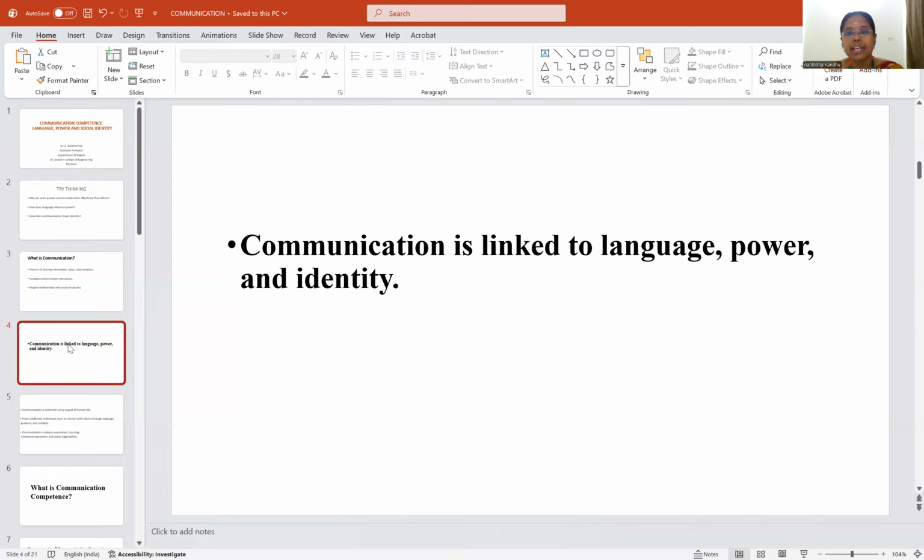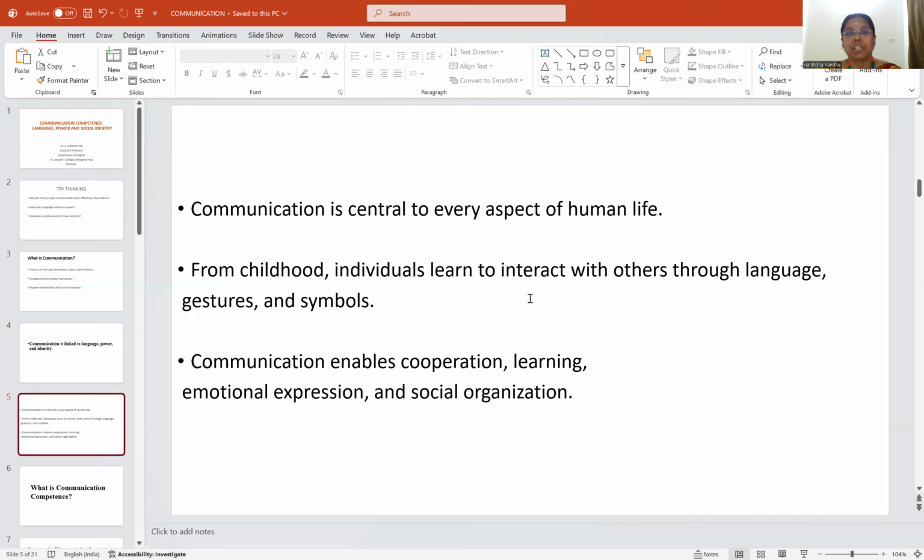Communication is central to every aspect of human life. From childhood, individuals learn to interact with others through language, gestures, and symbols. Communication enables cooperation, learning, emotional expression, and social organization. Next, it shapes relationships. How come?